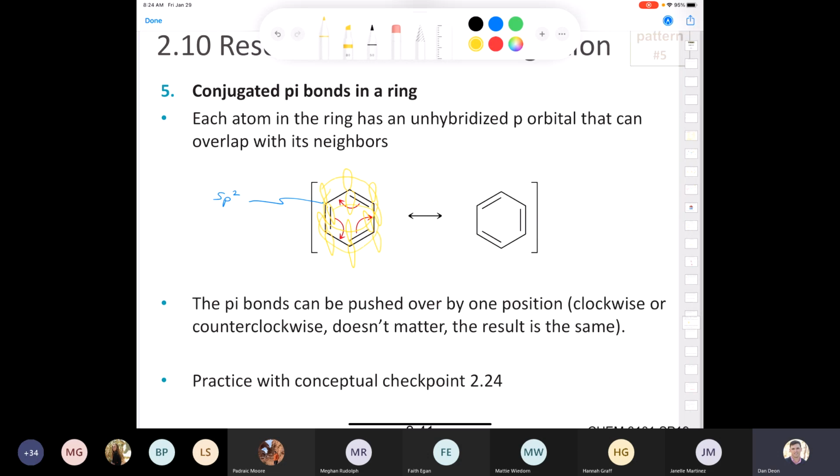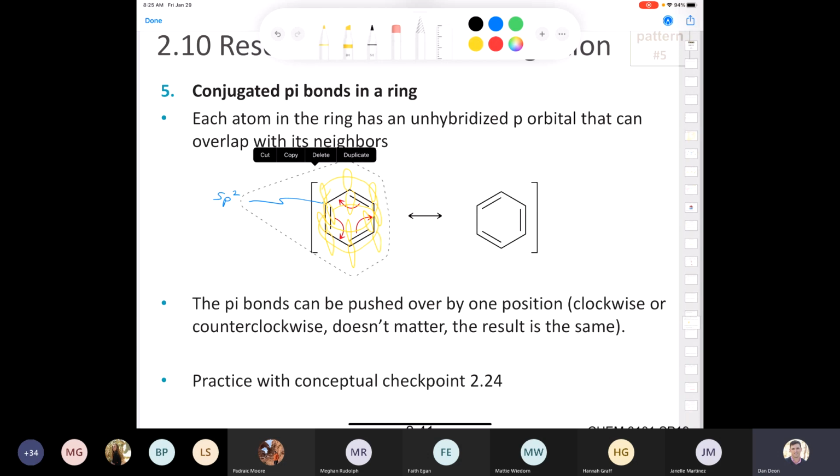And so the electrons can move around them like a wire through a conduit. And if you're not quite sure about these p orbitals overlapping, we're going to look at that concept again before this chapter is over. The pi bonds can be pushed over by one position, clockwise or counterclockwise. It doesn't matter. You end up with the same result.